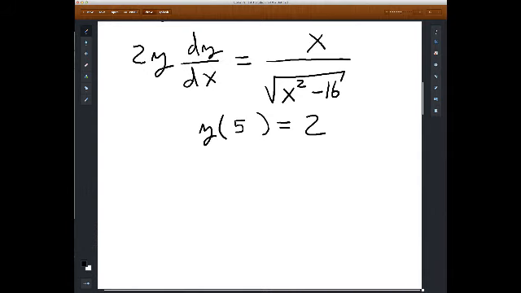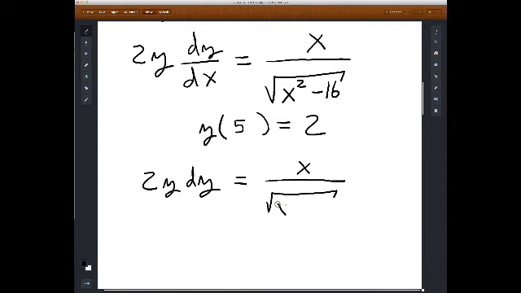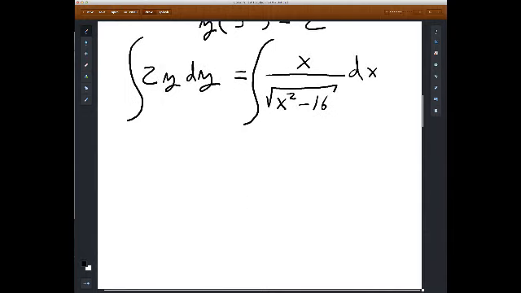Okay, let's solve this here. So what we'll do is we'll integrate. Well, first off, let's rewrite this. We have 2y dy has to be equal to x over the square root of x squared minus 16 dx. Okay, so then we're going to integrate both sides. And let's see, the left-hand side is easily calculated. Let's work on the right-hand side.